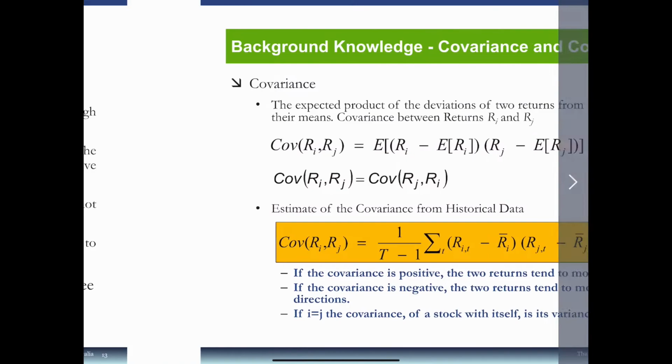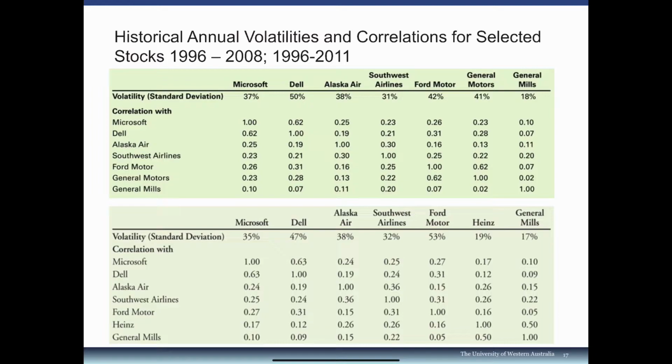All right. So let's look at some historical annual volatilities and correlations for selected stocks. Here we have Microsoft, Dell, another airline company, Southwest Airlines, Ford Motor, General Motors, General Mills. The correlation of Microsoft with Dell is high, 62%, not surprising, same IT industry, but the correlation between Microsoft and Southwest Airlines is relatively low, 0.23. And it's quite interesting to point out that none of the correlations is negative, right?